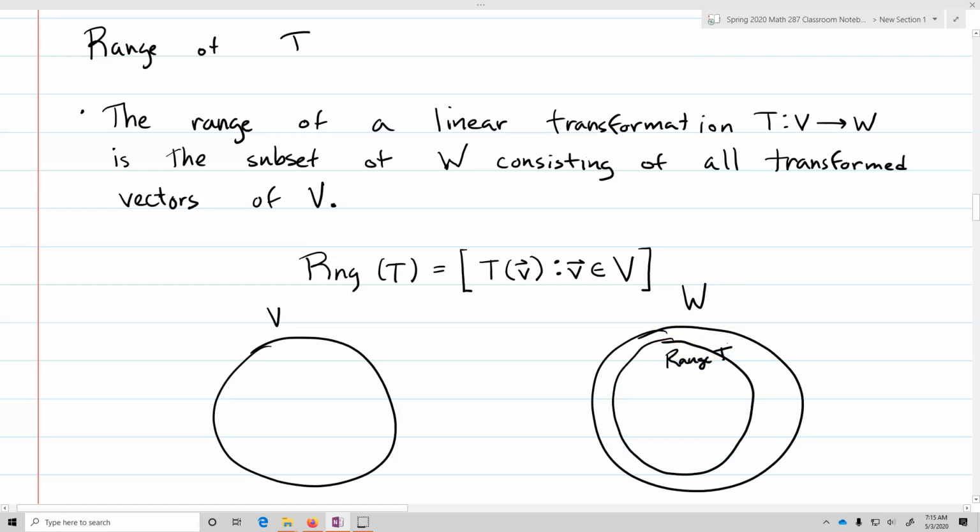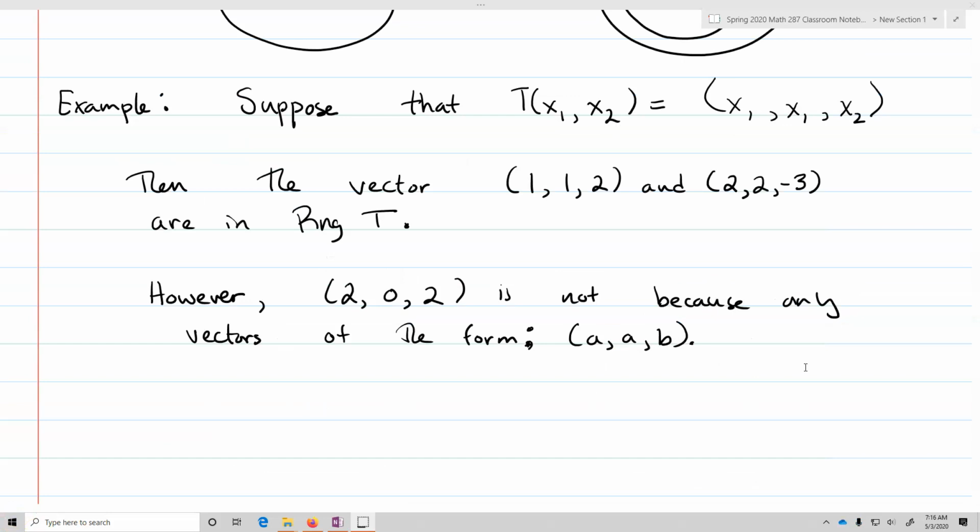The thing about it is that when we talk about range from a linear transformation standpoint, the range of T doesn't actually have to be all of W. It might be only a subset of W. It might only be a subspace within W. In fact, it'll always be a subspace, but it may not actually be all of W. And so we distinguish between W, which is the codomain, and the range of T. Those two things are actually different. So let's talk about that actual difference.